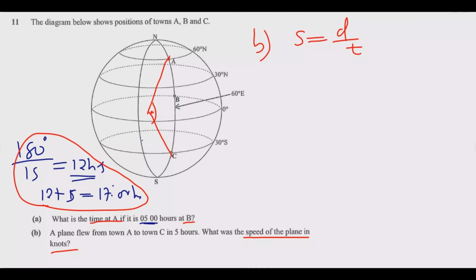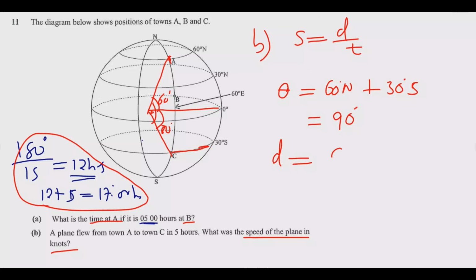From here to the equator, this difference is given by this angle, which is 60 degrees. Then from here to here, this is given on the latitude, which is 30 degrees. So to find the difference, which is the angle that we need to find, we are going to say 60 degrees north plus 30 degrees south. Remember, A is on 60 degrees north, then C is on 30 degrees south. So when you add this and ignore the north and south, you get 90 degrees difference.